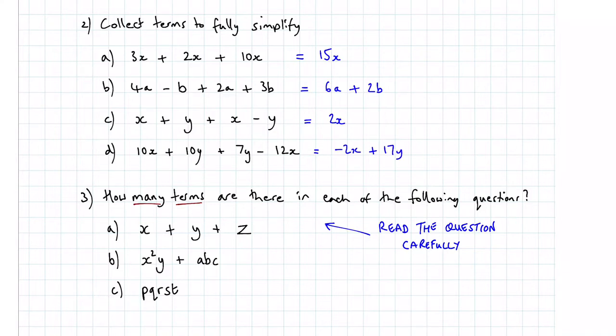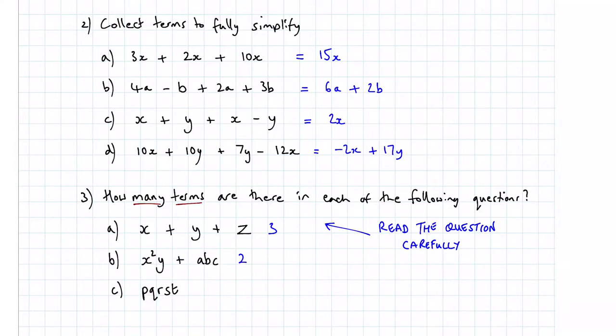On question 3, it just says how many terms are there in each of these, so let's have a look. There was one term there, another one there, and another one there. Terms in algebra tend to be separated by plus or minus signs, so there's a term, a term, a term. So the first answer there will just be 3. There are 3 terms. Using that same technique, this whole thing is a term, and it's being added to this term. So there are 2 terms there.